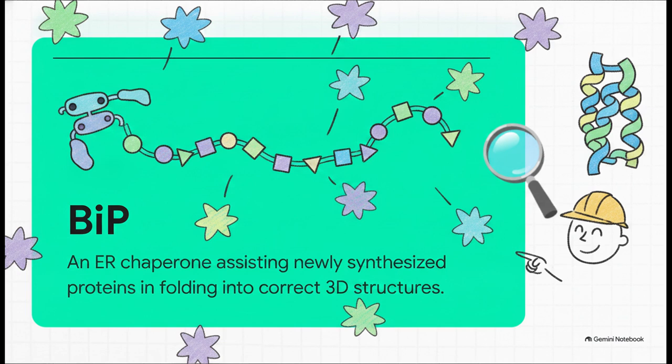And that's exactly where molecular chaperones come in. Enter BIP, or binding immunoglobulin protein. You can kind of think of BIP as our diligent line supervisor stationed inside the ER lumen. It physically assists these newly synthesized raw proteins, making sure they fold into their correct 3D structures. Proper folding is absolutely non-negotiable for protein function.